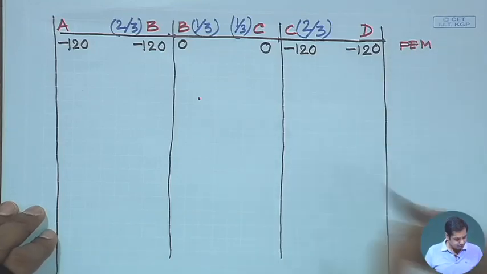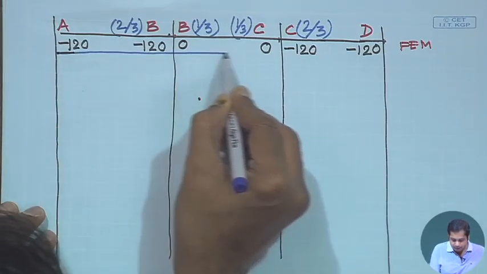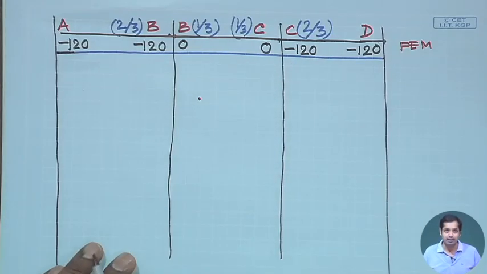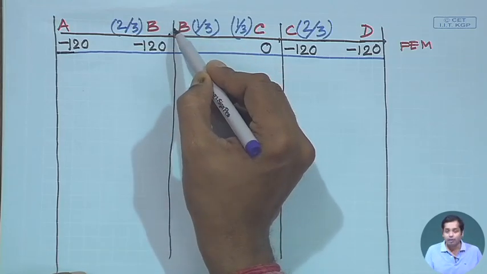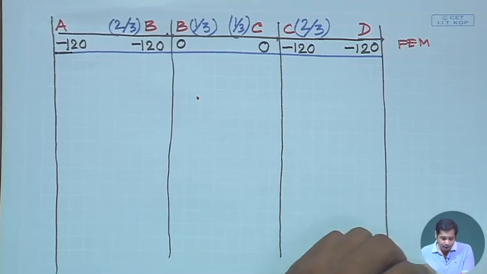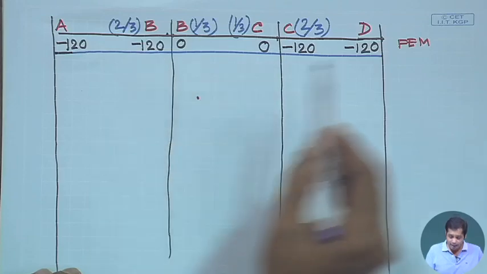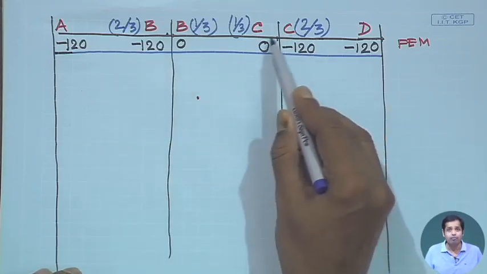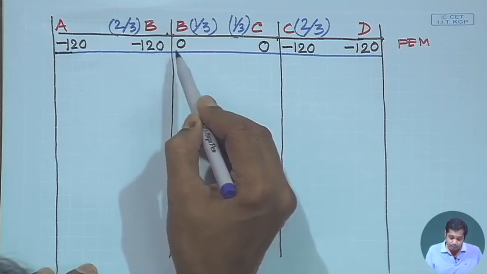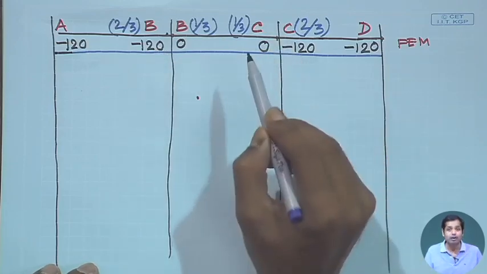Now, once we have the fixed end moment, next part is we need to check the equilibrium status at every joint. Now, at joint B, what happens? It is not in equilibrium. So, there is an unbalanced moment of minus 120 and again at joint C there is an unbalanced moment of minus 120. So, in order to balance it, we have to apply a fictitious moment of 120 at joint B and 120 at joint C.